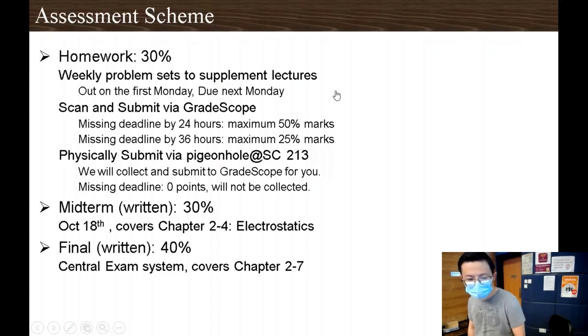The midterm will be a written exam on October the 18th. As I told you before, it will basically cover chapters 2 to 4. It's about electrostatics, and there will be no magnetic field involved. The final will be 40%, which covers chapters 2 to 7. Do you have any more questions related to this?